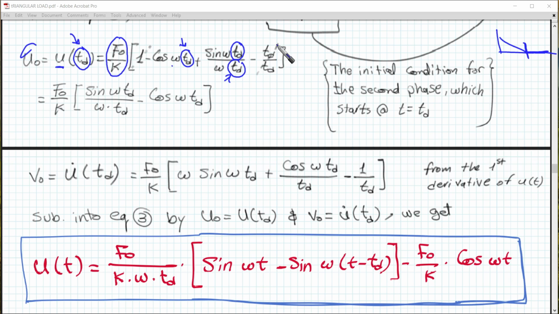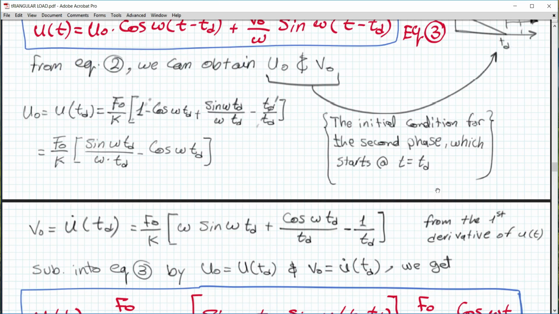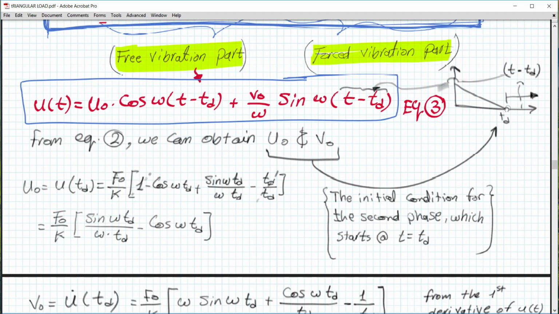It seems that this 1 will cancel out this 1, and we are going to end with cosine omega TD and f node over k outside of the square brackets. So we have sine omega TD in the numerator after rearrangement, minus cosine omega TD. Remember, as I said, that this part is going to be the initial condition for us.